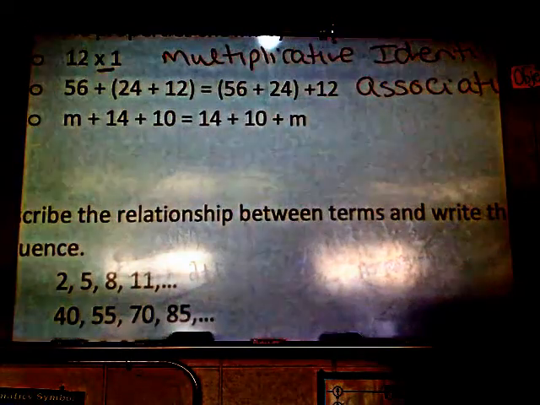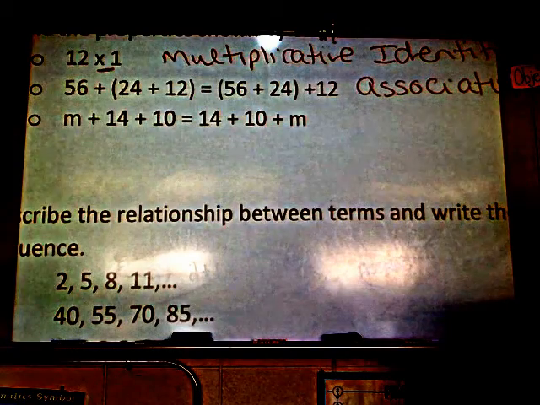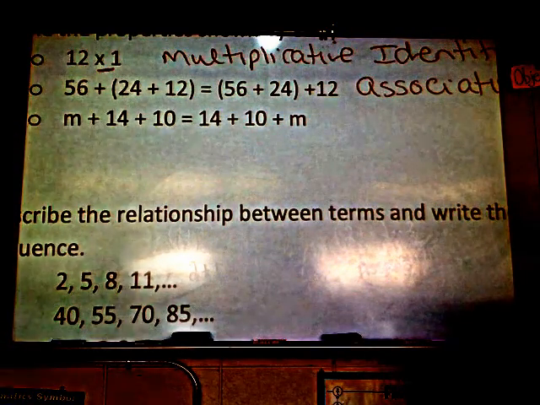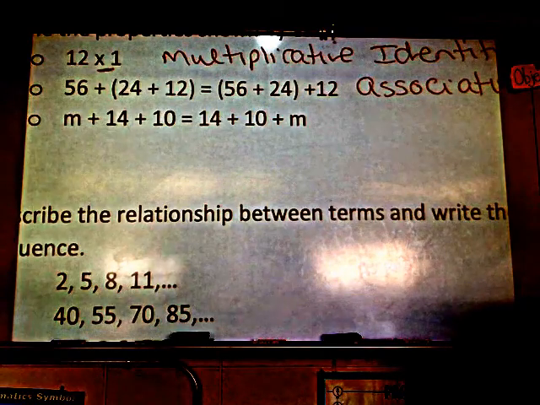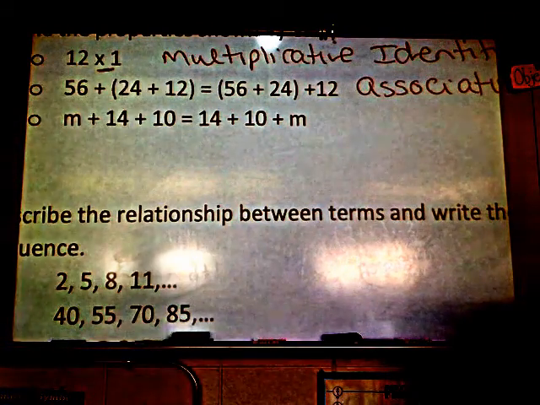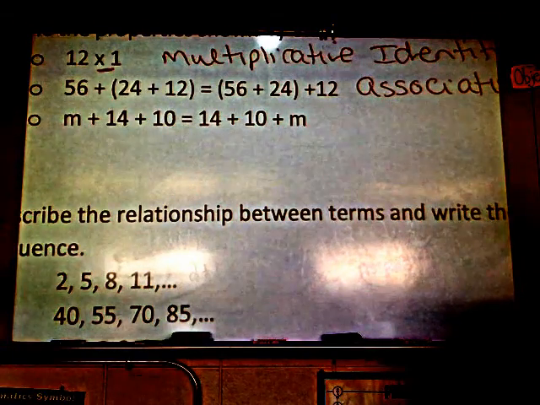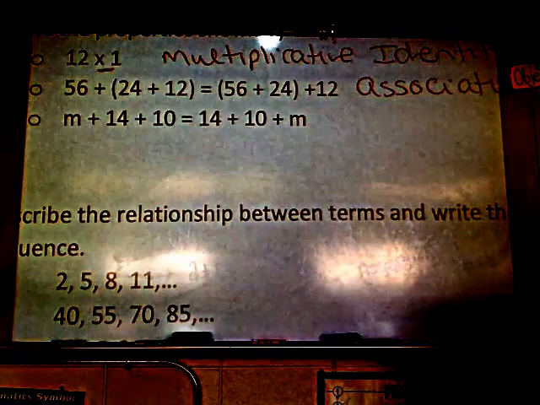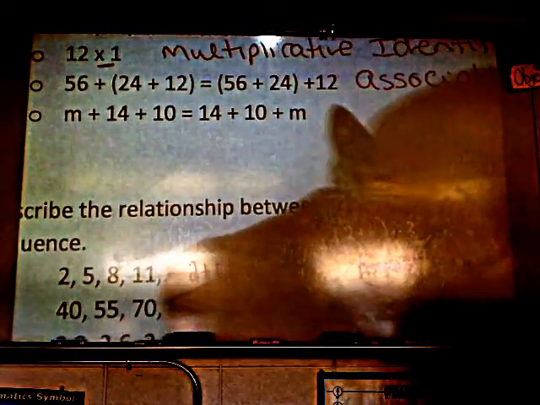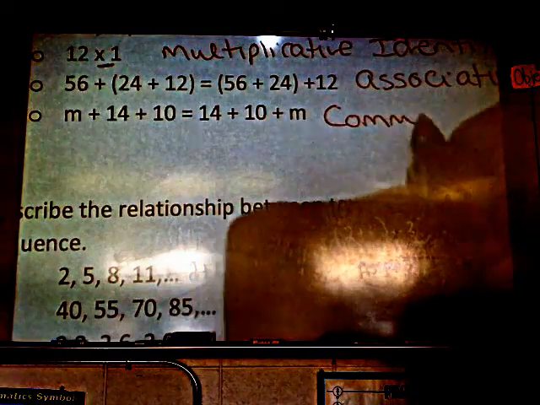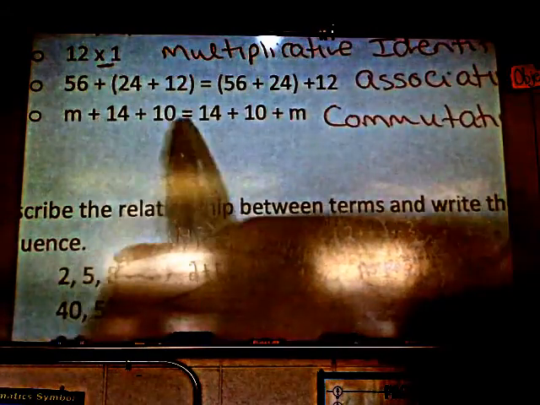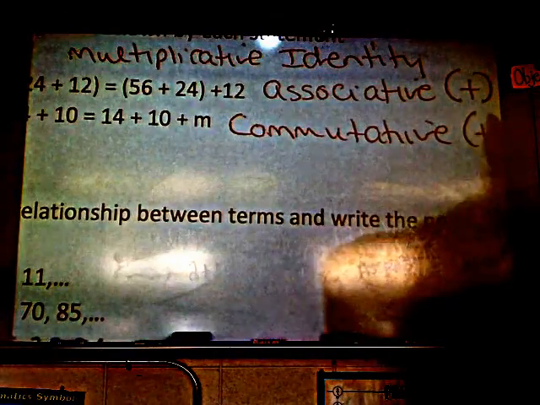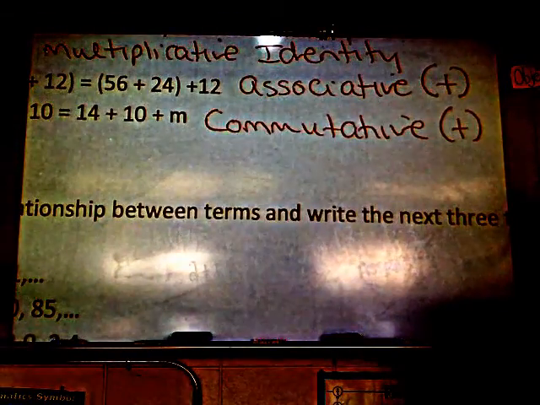And then the third example I've given you, I have m plus 14 plus 10 equals 14 plus 10 plus m. Again, take a look at what's changed. As I look at it, I see that the order of my numbers has changed. And so when we're working with expressions and the order of numbers changes, we're looking at a commutative situation. So I'm going to write down commutative, and I'm adding, so it's going to be commutative of addition.